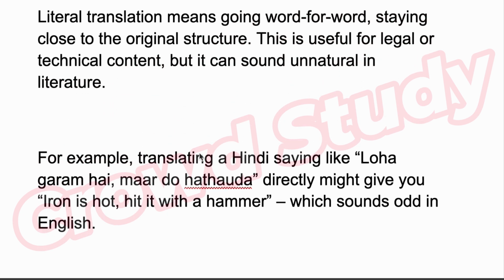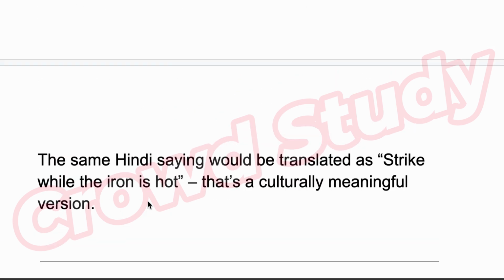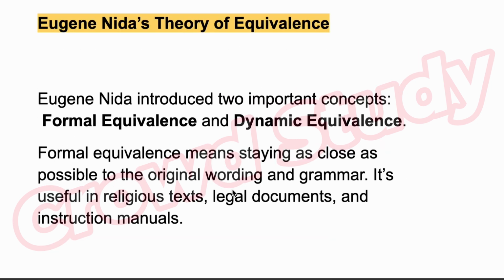For example, translating a Hindi saying like "Loha garam hai, maar dunga hathoda" directly might give you "iron is hot, hit it with a hammer," which sounds odd in English. Free translation, on the other hand, focuses on meaning rather than exact words. It aims to sound natural in the new language. The same Hindi saying would be translated as "strike while the iron is hot." That's a culturally meaningful version. Eugene Nida's theory of equivalence.